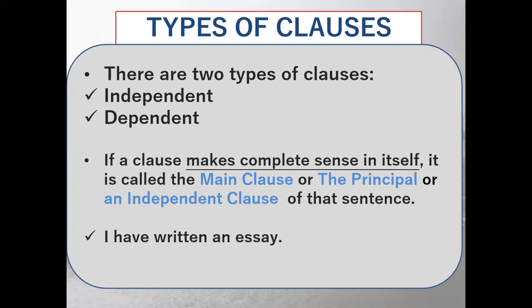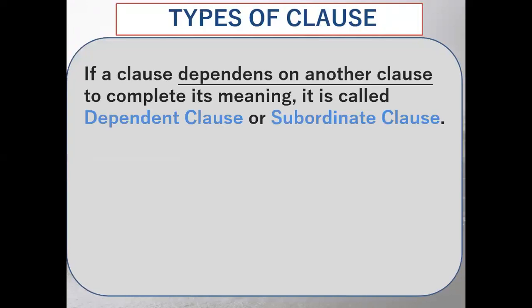For instance, I have written an essay. Here you can see this part of the sentence is giving you complete sense, complete meaning. That's why we call it an independent clause, main clause, principal clause. On the other hand, we have the dependent clause. If a clause depends on another clause to complete its meaning, it is called a dependent clause or subordinating clause.